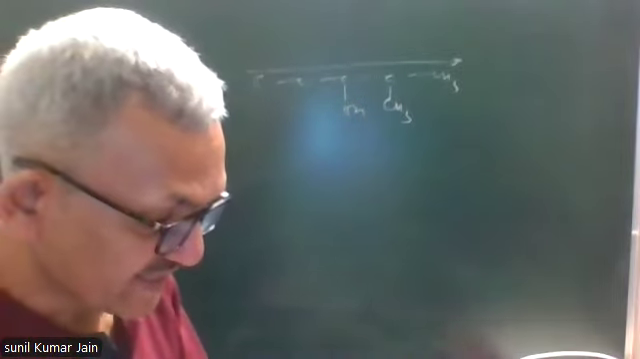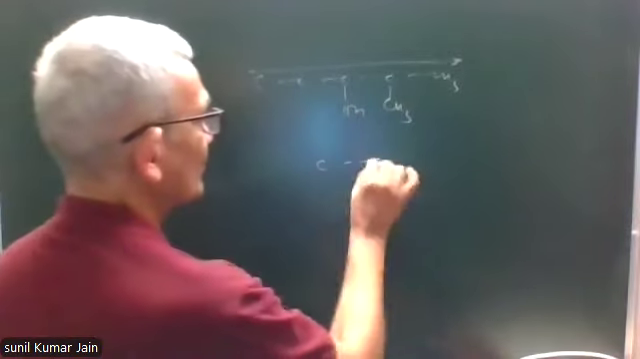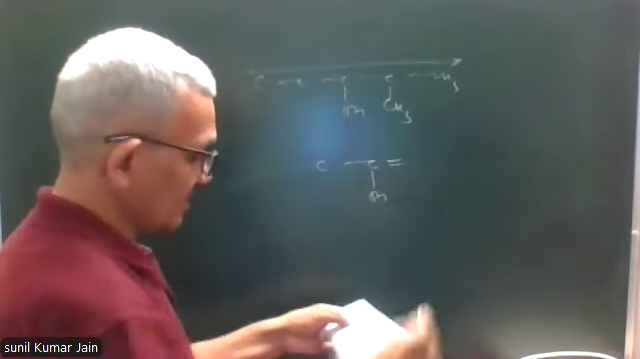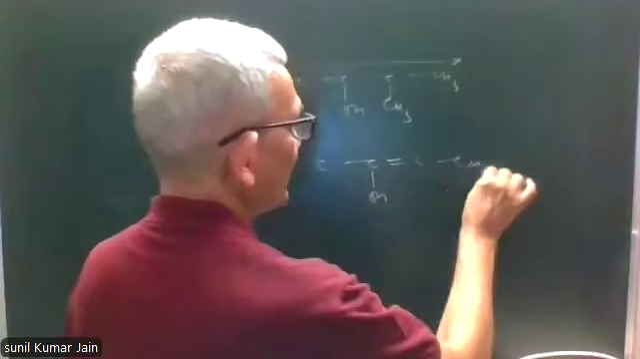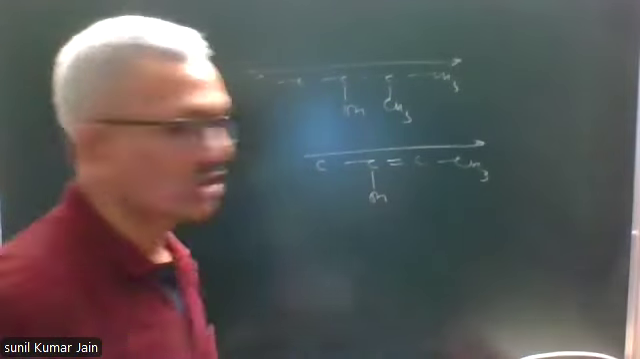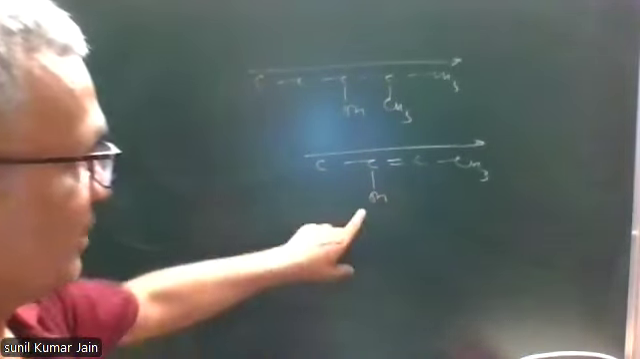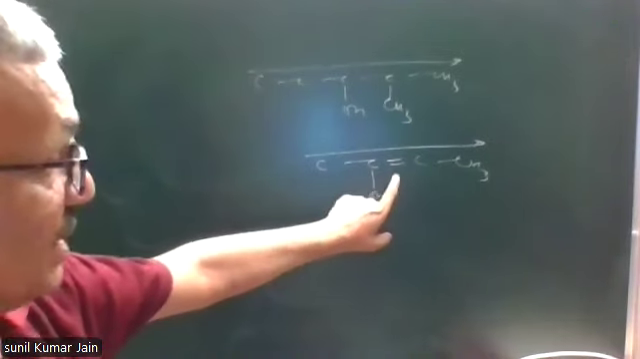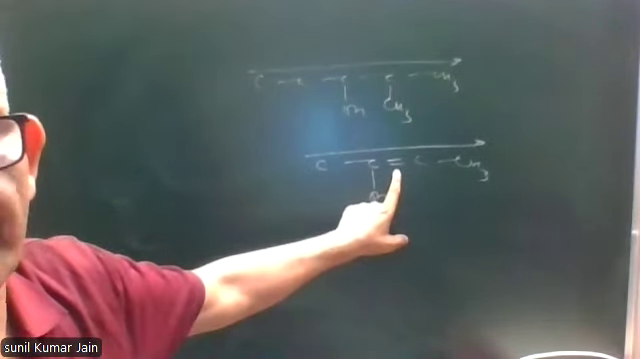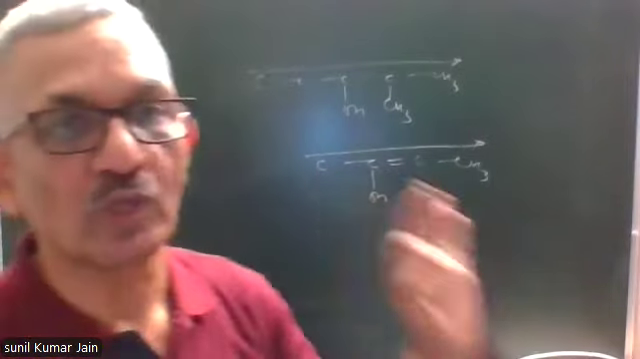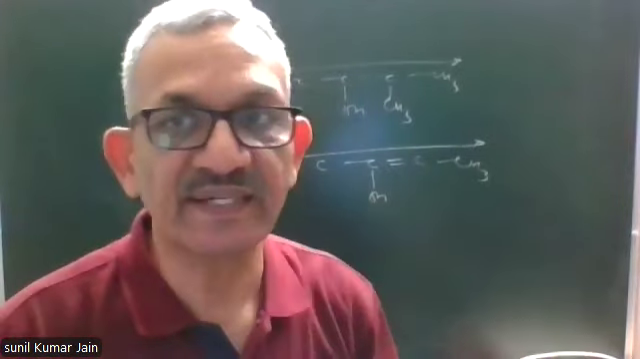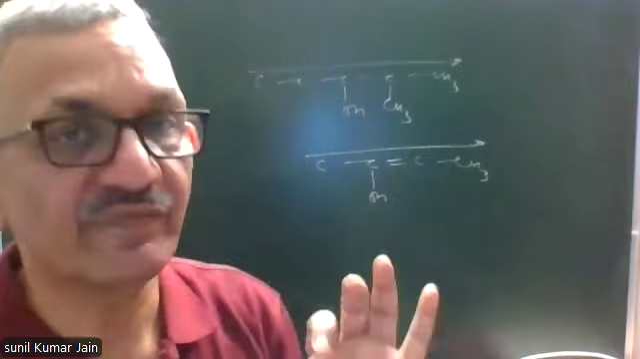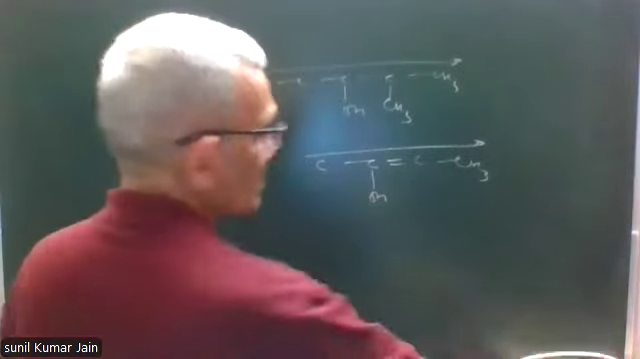Next, CH3COH double bond CH3. This will be the direction of counting. IUPAC name will be but-2-ene-2-ol. I'll repeat, but-2-ene-2-ol, and it's a secondary vinylic alcohol. Secondary vinylic alcohol.